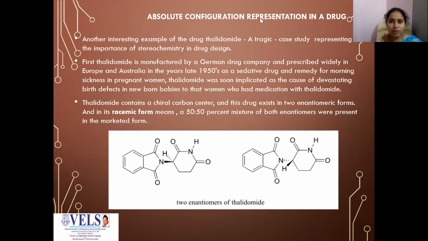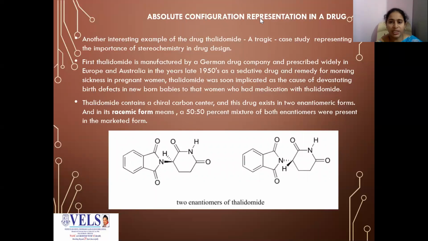Here we are going to discuss one more example. Absolute configuration representation is shown in a drug called thalidomide. This is a very interesting example, and a tragic case study is associated with it, which represents the importance of stereochemistry during drug design. First, thalidomide was manufactured by a German drug company and prescribed widely in Europe and Australia in the 1950s. It acts as a sedative drug and also a remedy for morning sickness in pregnant women.